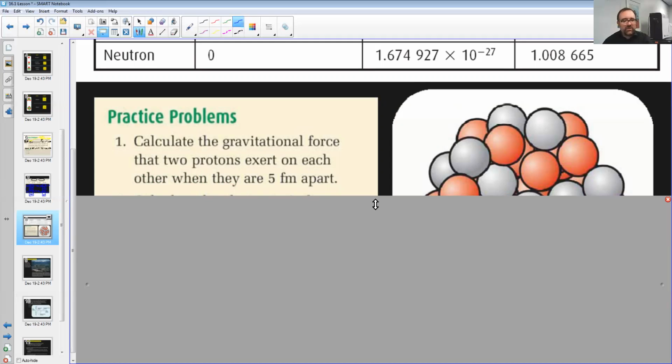You could also think of the formula we've used in Physics 20: Fg equals G, mass 1, mass 2 over r squared. I would probably encourage you to use that one because we have 2 masses of a proton and we know the radius of it, which is 5 fm, once again, 5 times 10 to the negative 15.